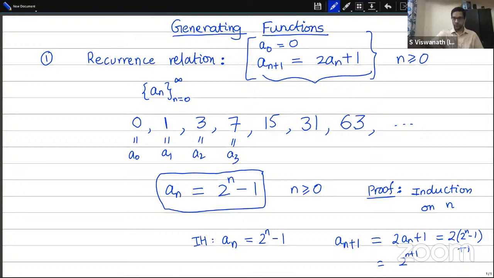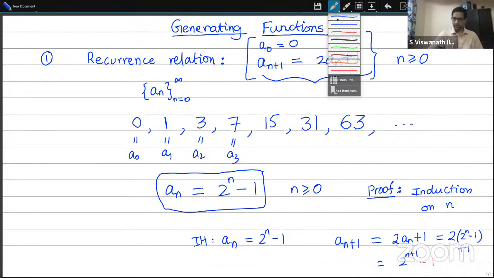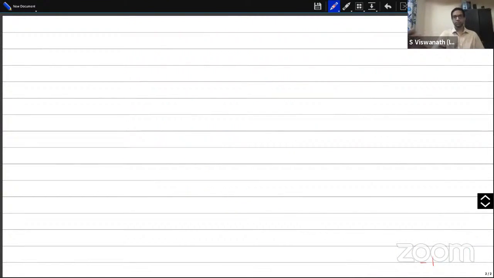Okay, so the induction hypothesis says A(n) is 2 to the n minus 1, and now this formula tells me that A(n+1) is 2 to the n+1 minus 1. Now, so that's the proof by induction.